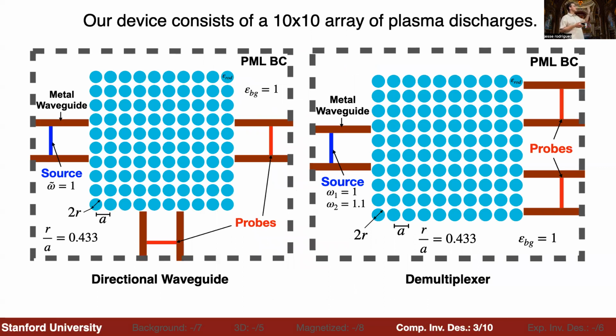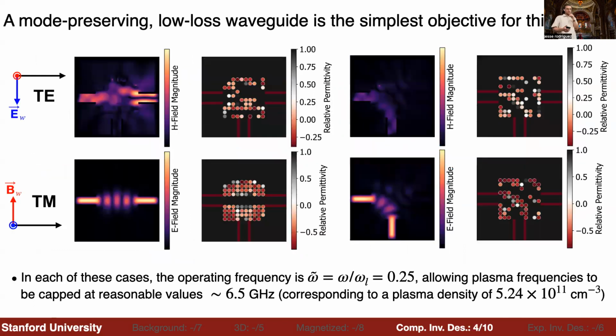Let's just do a 10 by 10 array of plasma discharges with input and multiple outputs. The inputs, these waveguides are not designed to couple with the medium very well. They're just dumb square waveguides. We wanted to see what this could do. And then also for this first exploration, these plasma elements are super simple. It's just a uniform cylinder of plasma, okay? Just wanted to explore what was possible. So the simplest objective for this device is just a low loss mode preserving waveguide.